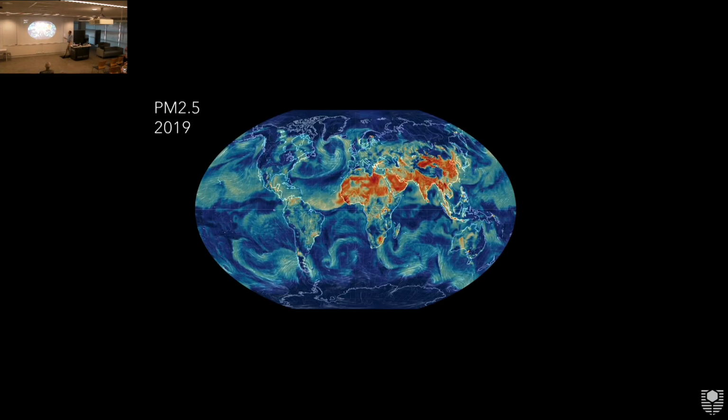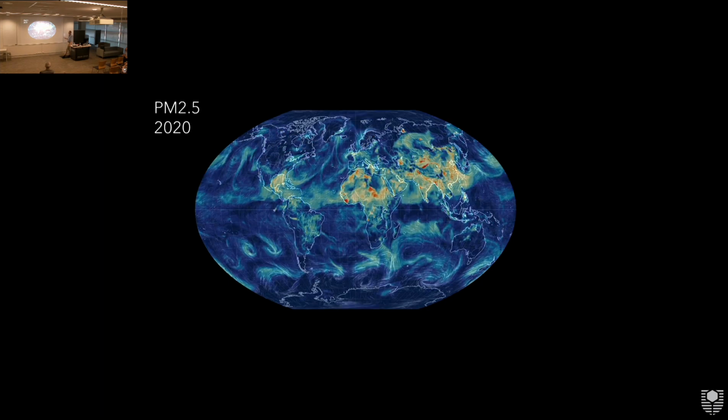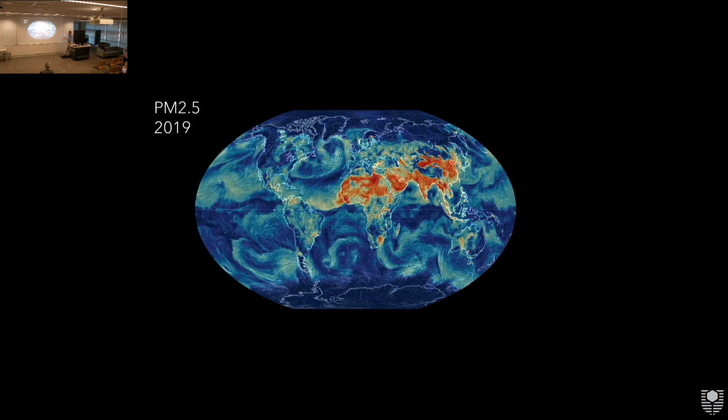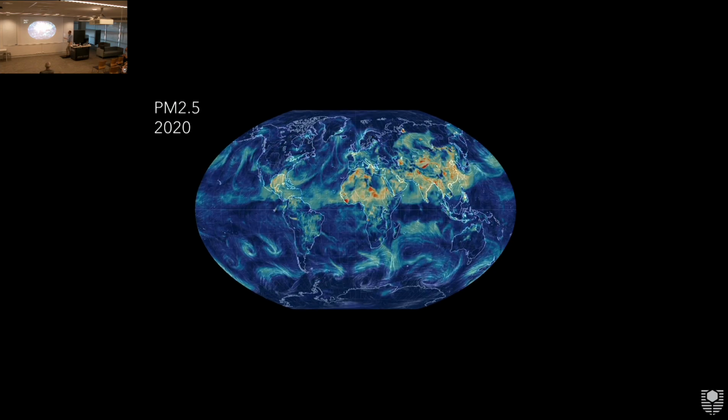But the good thing is that if we can stop soot from forming, we can take PM 2.5, which is 2.5 micron or smaller soot particles, this is 2019, and reduce the pollution quite quickly. So this is during the pandemic, right? So it actually goes away quite quickly. CO2 is still there. Don't worry, we won't get rid of that this easily.